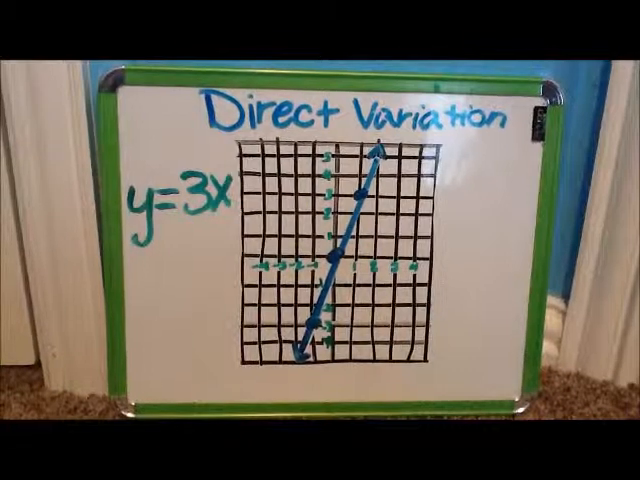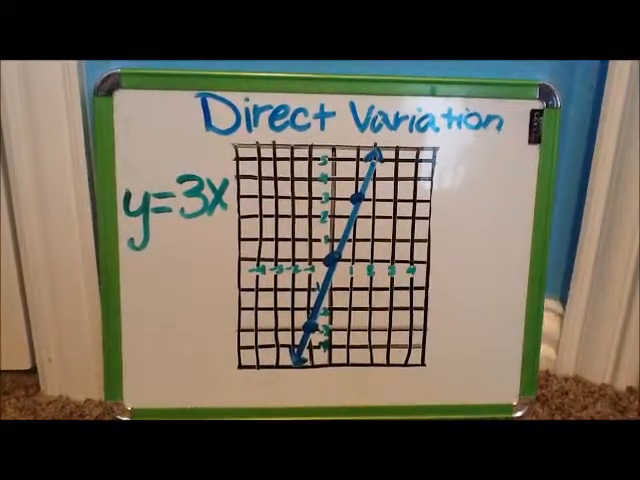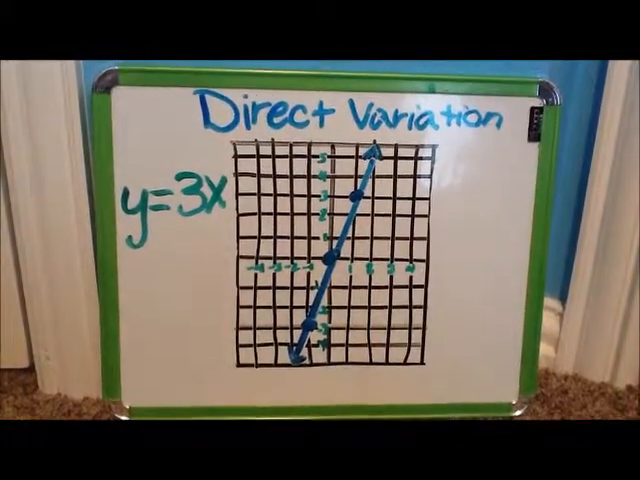Direct variation equations are also linear functions. The only difference is that the line always passes through the origin. All solutions to the equation are found on the line.